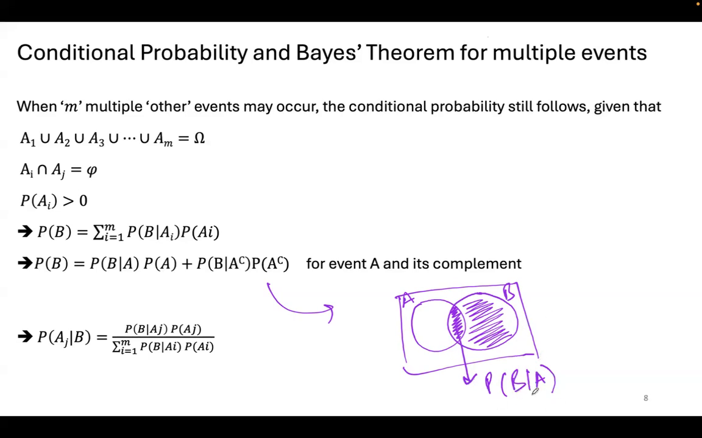Something like this has got something to do with that. And this is basically something to do with probability of B given A not happening. Isn't it? Right? Does this notation make sense?